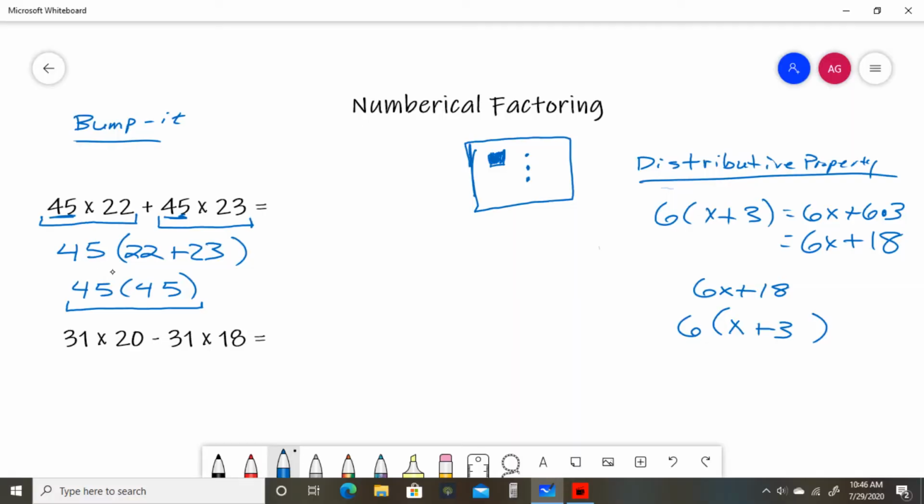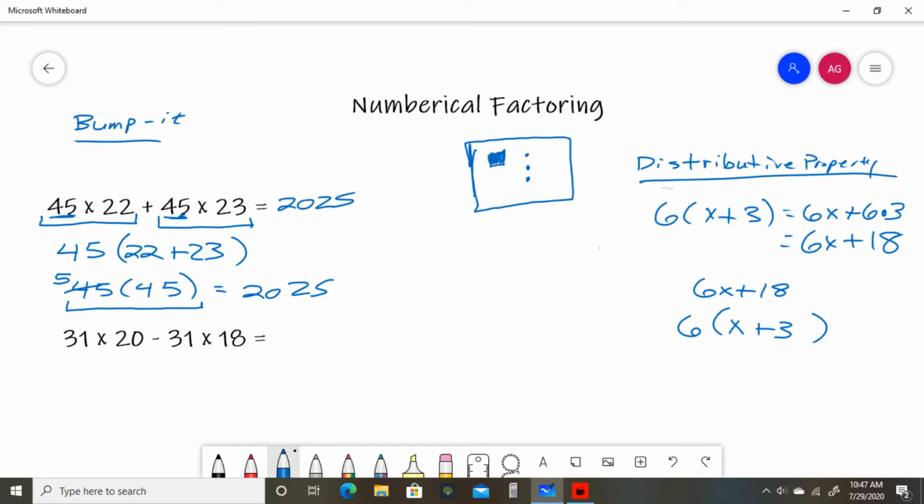So the first step is to multiply the 1's digits. 5 times 5 is 25. And then we write that down. Then this is where bump it gets its name. We're going to take one of the 10's digits and bump it up by 1 to get 5. 4 goes up to 5. And then multiply that by the other 10's digit. 5 times 4 is 20. So 45 times 45 is 2025.